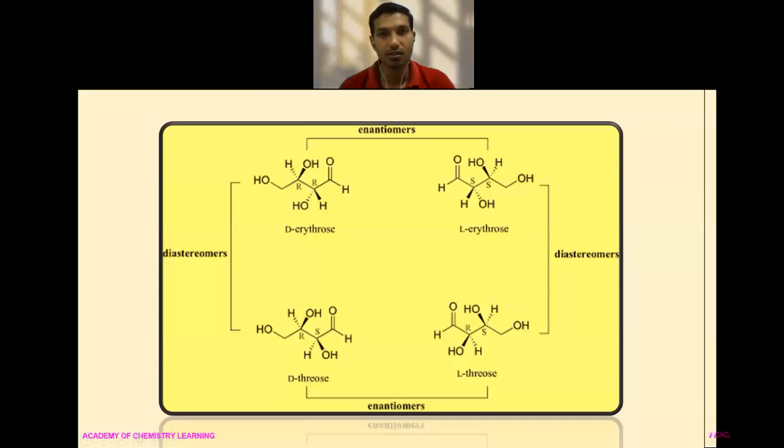So this is all about plane of symmetry. From plane of symmetry you can find out chirality and achirality, and from that you can find out whether the molecules are enantiomers or diastereomers.